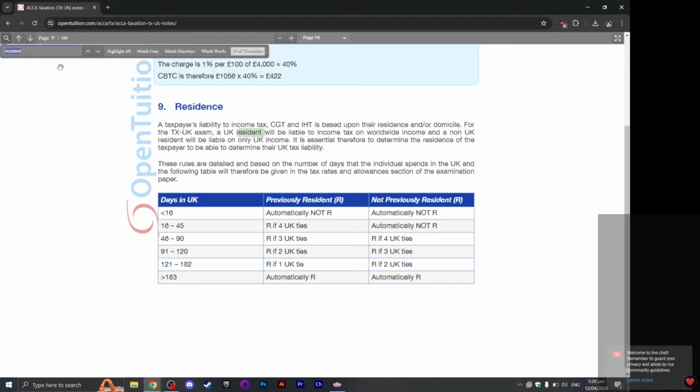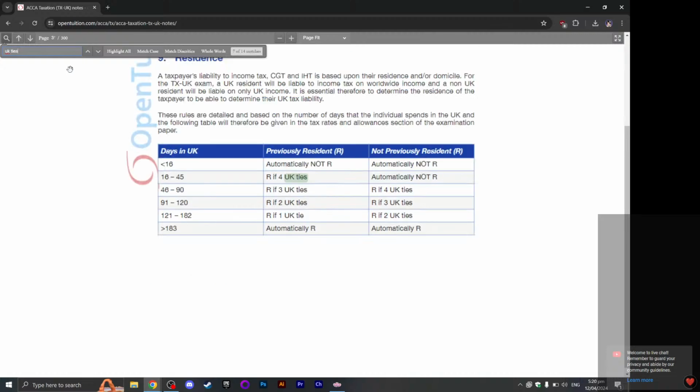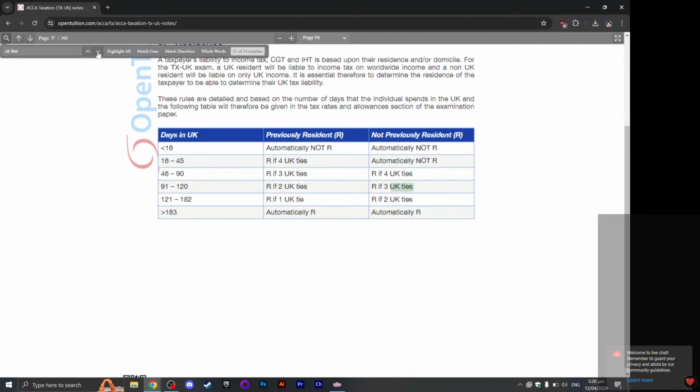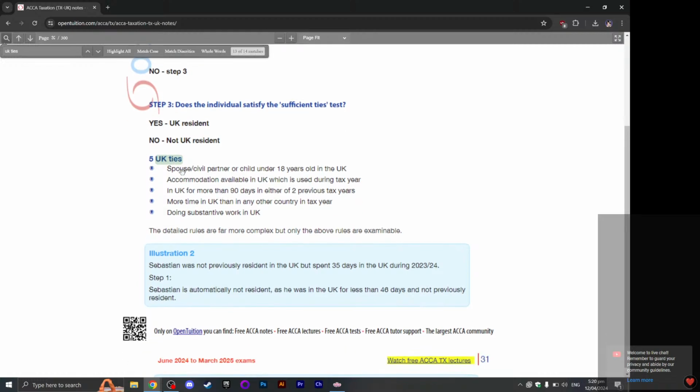Let's search for UK ties. So here, 5 UK ties. Spouse, civil partner, or child under 18 years old in the UK. Accommodation available in UK which is used during the tax year. Again, that also has rules to it. And then in UK for more than 90 days in either of the 2 previous tax years. So like you're previously a resident. Then more time in UK than any other country in the tax year.